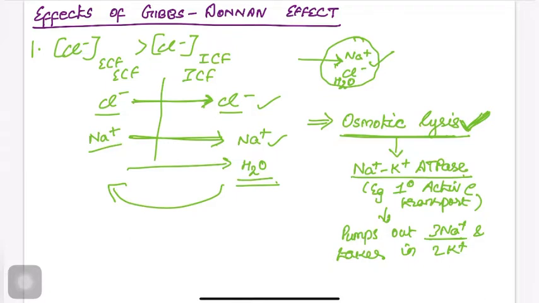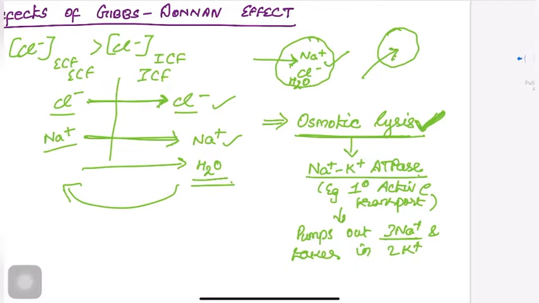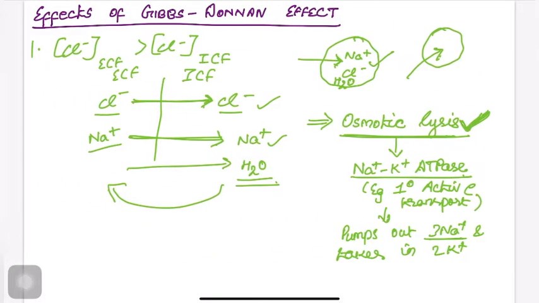So what is the main effect of Gibbs Donnan effect? The Gibbs Donnan effect states that our cells have a tendency to accumulate water and can cause osmotic lysis. But this is prevented naturally by our sodium potassium ATPase. This is the first and foremost effect of Gibbs Donnan effect. And what is the second effect?